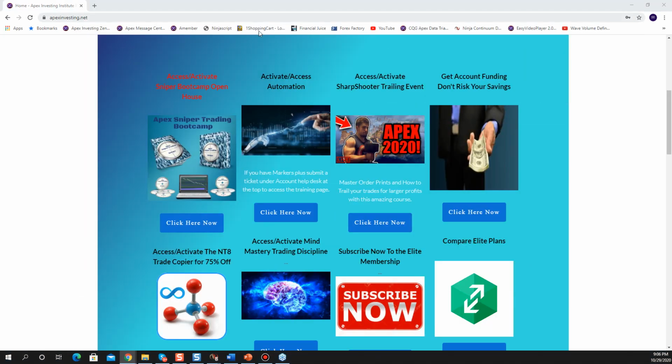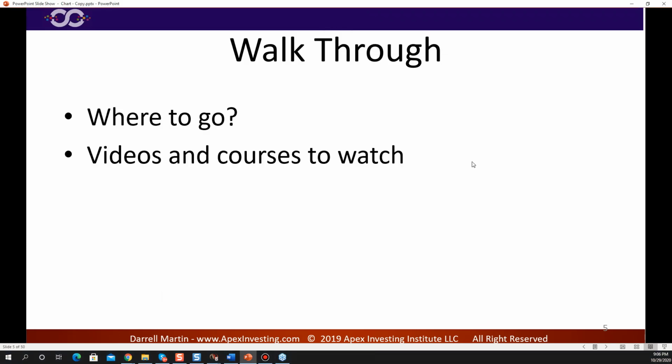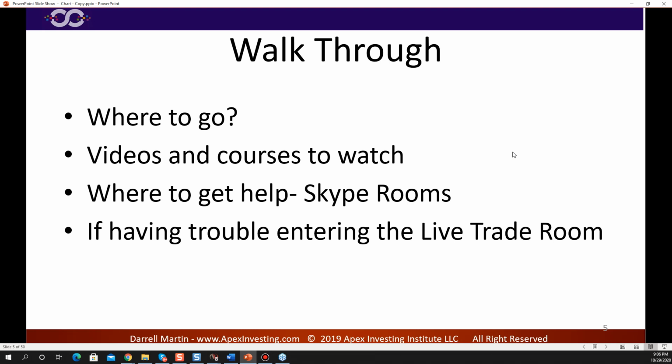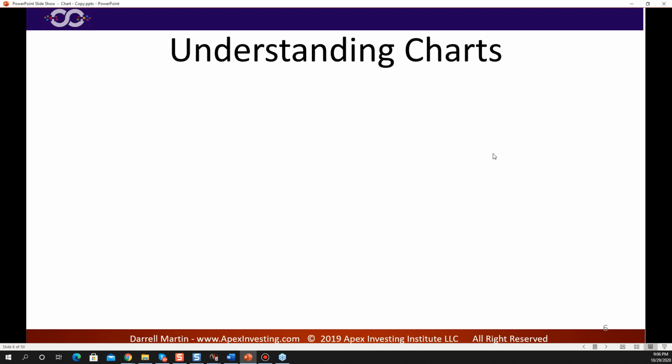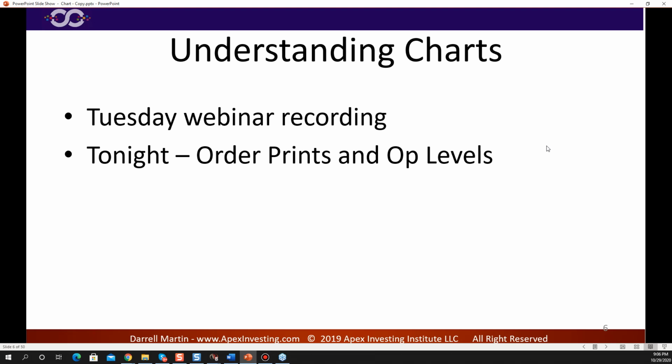So that is that. Just wanted to make sure you knew where that was and how to get there. Okay, so that was the quick walkthrough of where to go. Everything you need is under that page, as far as how to get in the room, how to set up your charts, how to set up NinjaTrader. There's a Skype help room helping you set up NinjaTrader, get in the room, and then learning each of the trades. Okay, so the Tuesday webinar recording is right there for those of you that missed that.